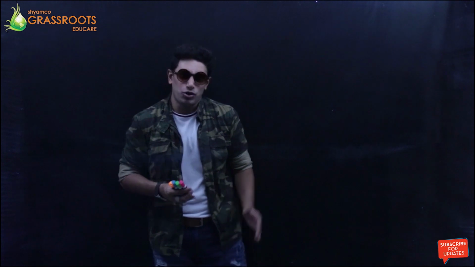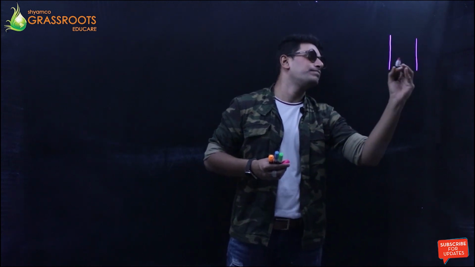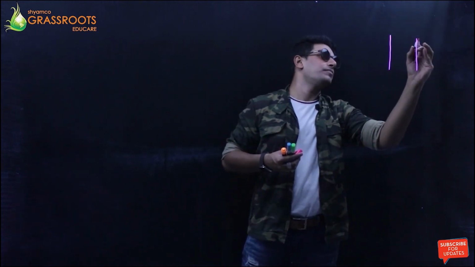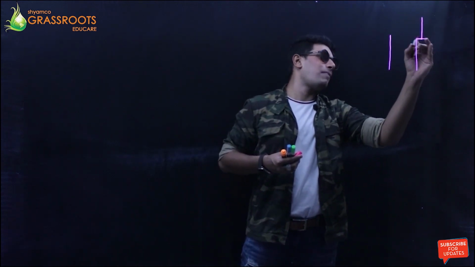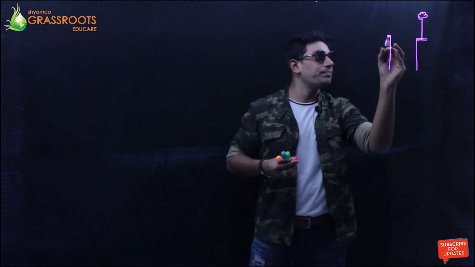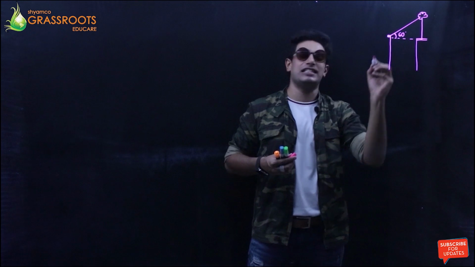A person is standing on the bank of a river. There is a river and there is a tree on the opposite side of the river. The person observes the top of the tree and the angle of elevation is 60 degrees. So let's say this is a horizontal river. Out here on the bank of the river, there is a tree. And the person is standing out here on the opposite side. When he observes the top of the tree, the angle of elevation is 60 degrees.